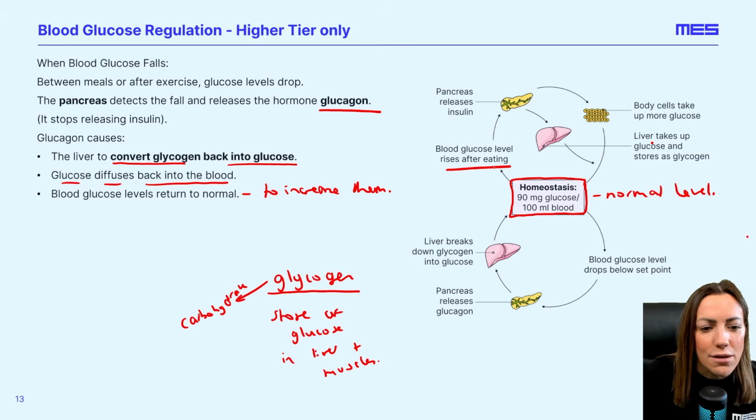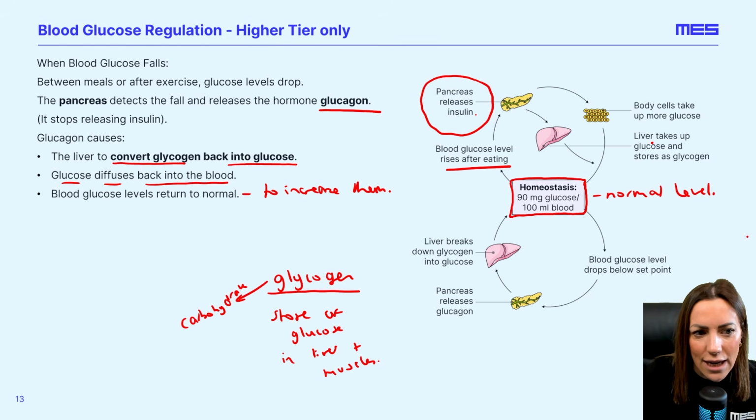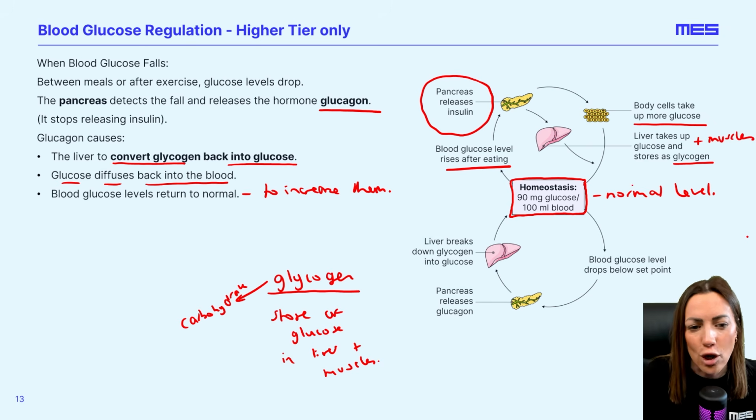Now, if blood glucose levels rise after eating carbohydrates, the pancreas will detect this and the pancreas will release the hormone insulin. Let's follow it round. Insulin causes body cells to take up more glucose. It causes the liver to take up glucose and store it away as glycogen. It also causes the muscles to take up more glucose and store it away as glycogen. Now that brings blood glucose levels back down to normal.